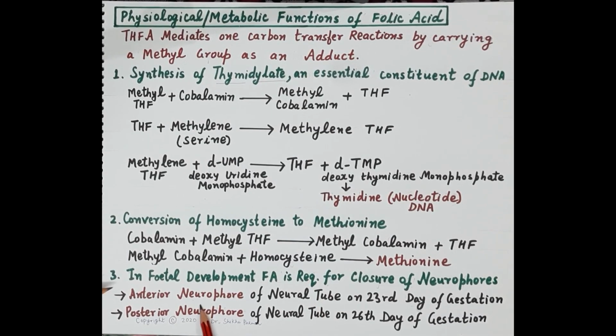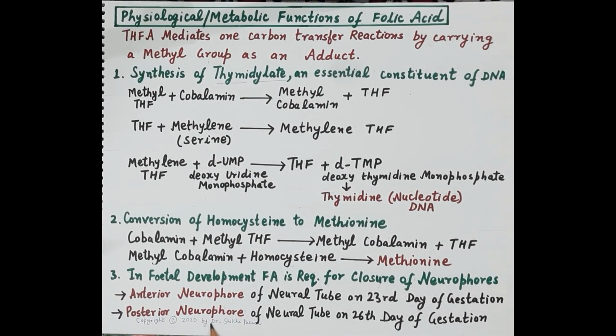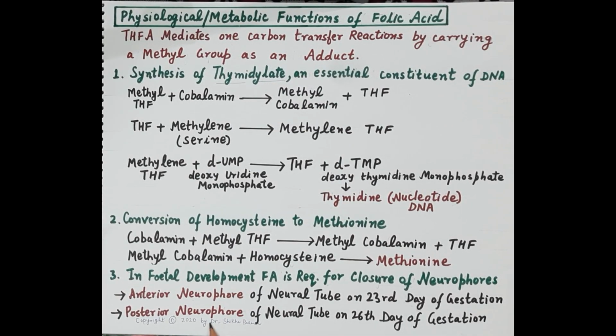Now, a third very important role of folic acid is in fetal development. Folic acid is required for the closure of neuropores. It is required for the closure of the anterior neuropore of the neural tube on the 23rd day of gestation, and for the closure of the posterior neuropore of the neural tube on the 26th day of gestation. So, closure of the anterior neuropore is essential for the formation of the brain, and closure of the posterior neuropore is essential for the normal formation of the spinal cord.